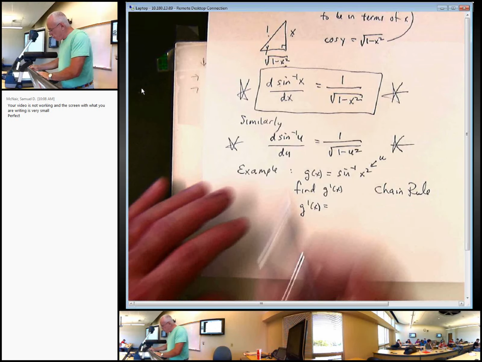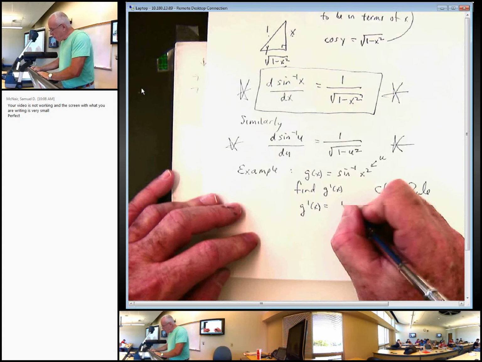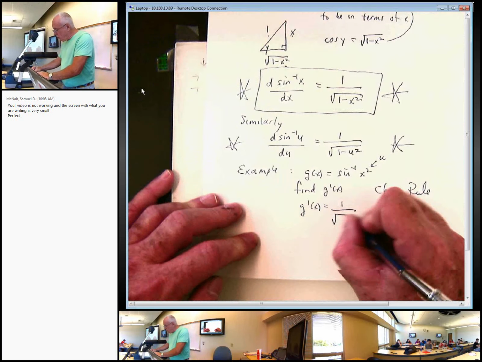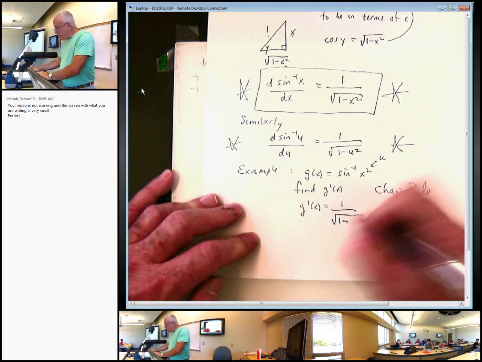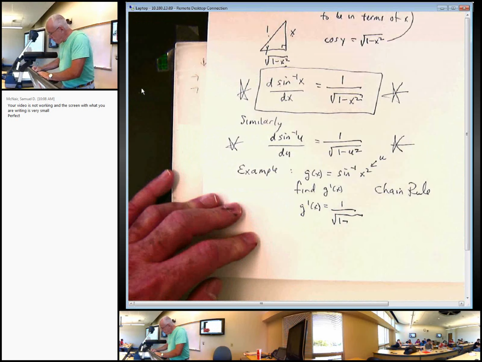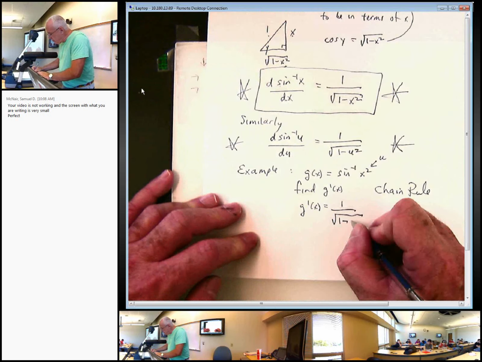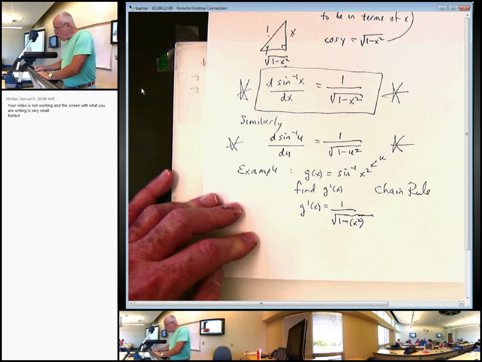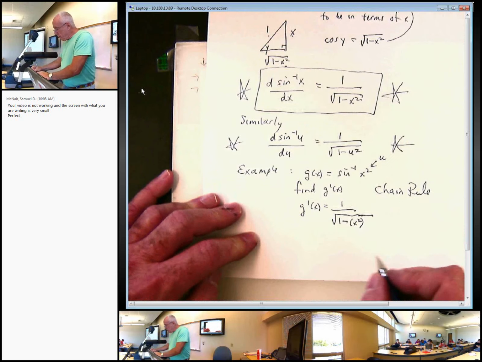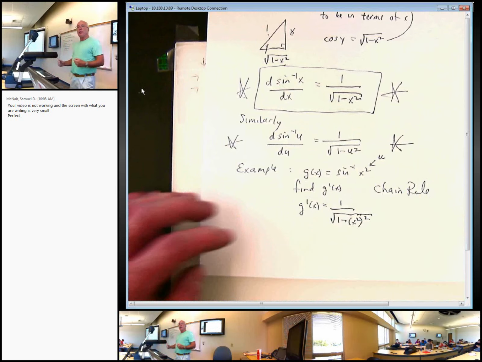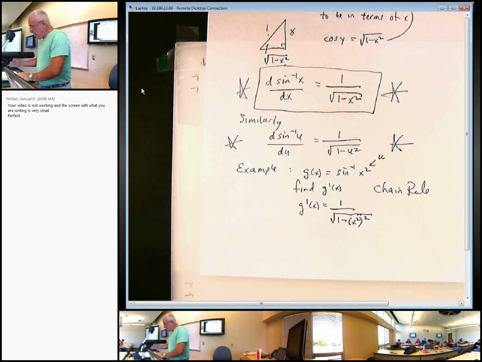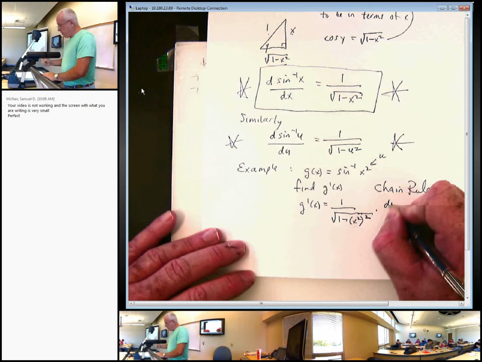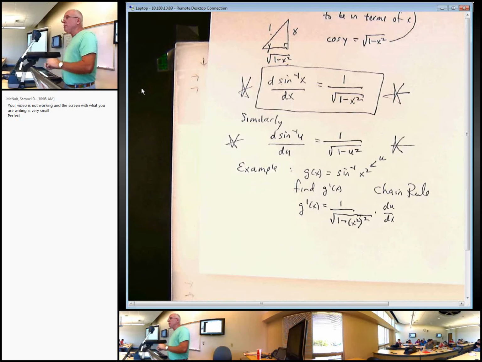I'm just going to use this formula up here to plug in for the first thing that I'm writing, 1 over the square root of 1 minus, now my u is equal to the x squared. I'm going to do this in 2 steps. It's supposed to be 1 minus u squared, so I'm going to write 1 minus x squared squared. I'm squaring the u. But then I have to finish this off by multiplying by du dx, and of course du dx is going to be 2x.